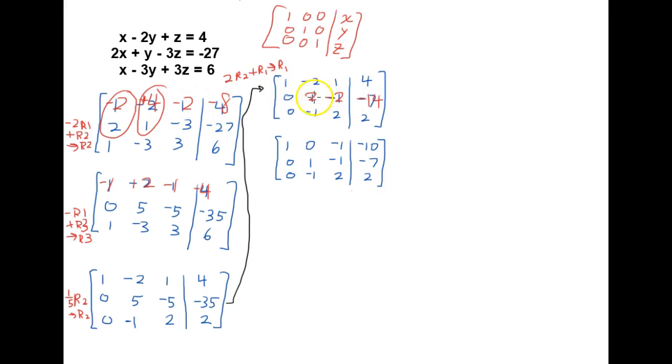0 plus 1 is 0. 2 plus negative 2 is 0. Negative 2 plus 1 is negative 1. And negative 14 plus 4 is negative 10.